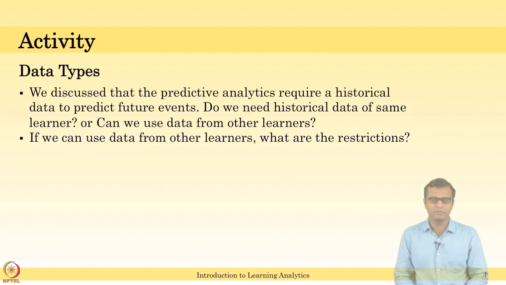Let's see the activity. In this activity, we discuss that predictive analytics needs historical data to predict the future events. However, do we need historical data for the same learner, or can we use data from other learners? For example, as I mentioned in weather prediction, in order to predict the climate tomorrow, we need to understand what the climate was in the last 1 month or 1 year or last 10 years in different seasons. But it is about the same climate and same area, right?